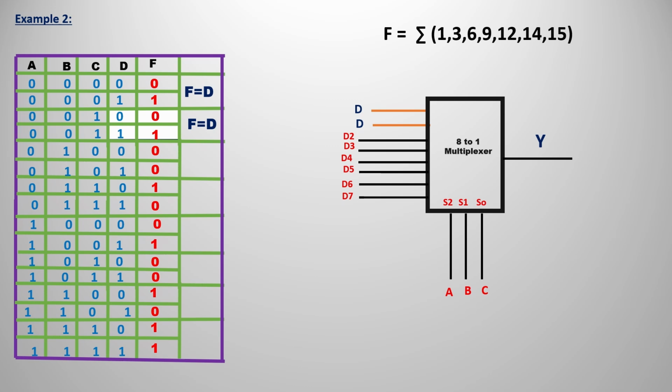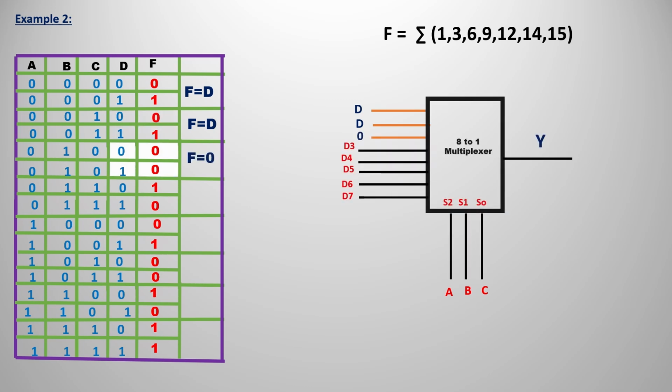If you move forward, you can find the next two columns where ABC is the same, 0 0 1, and again D and F are not changing. So F is equal to D. The next input, D1, is also D only.